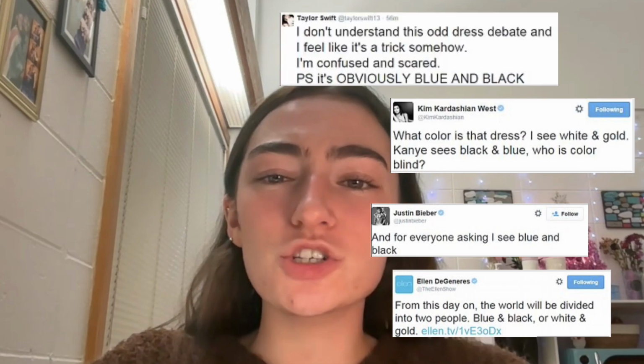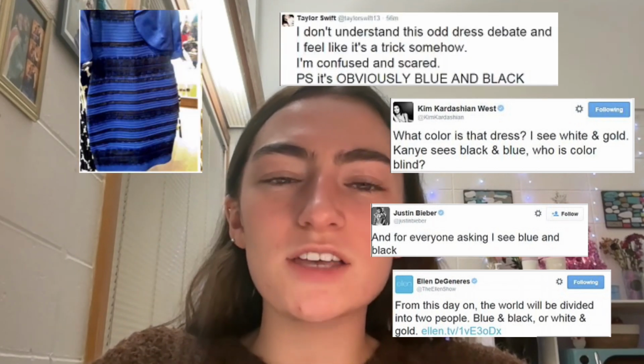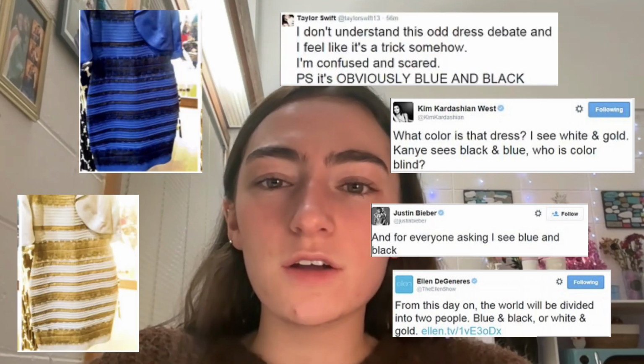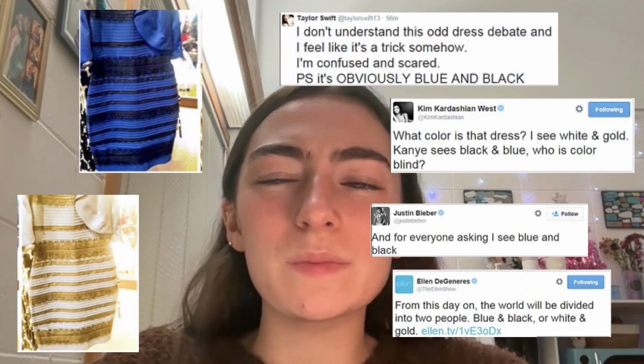A few years ago, a striped dress went viral for the controversy it created among its viewers. Some people saw the dress as blue and black, and others saw it as white and gold. The dress was later confirmed to be blue and black, but why did some people see white and gold? This is due to shadows.